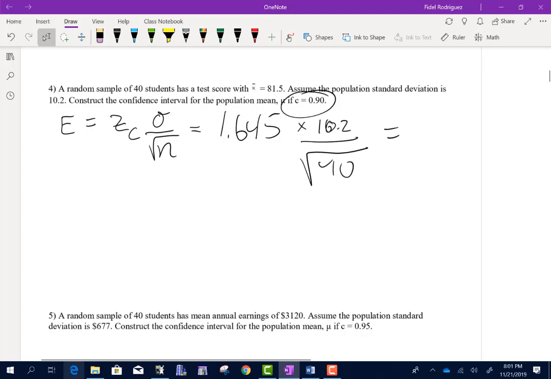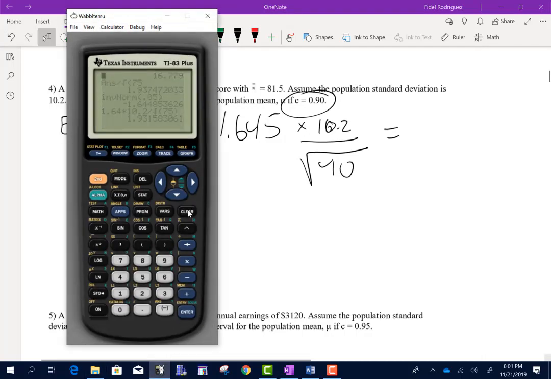So let's take our calculator and clear this out. We're going to go 1.645, or 1.64, that's okay, times 10.2, divided by the square root of 40. So if I go to 2 decimal places, that's 2.65.